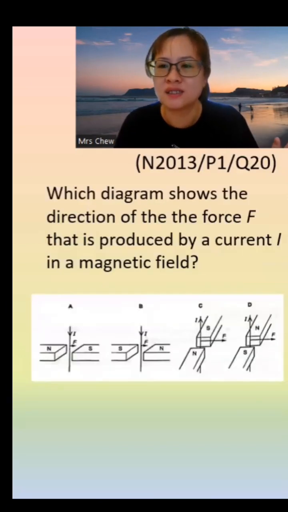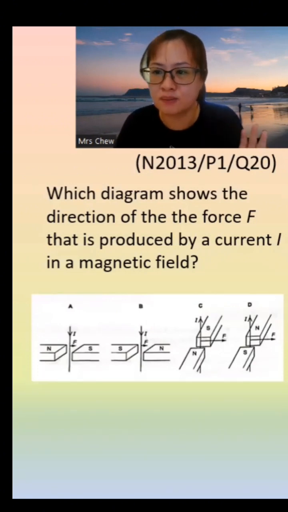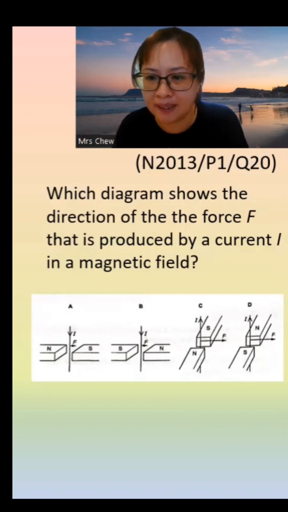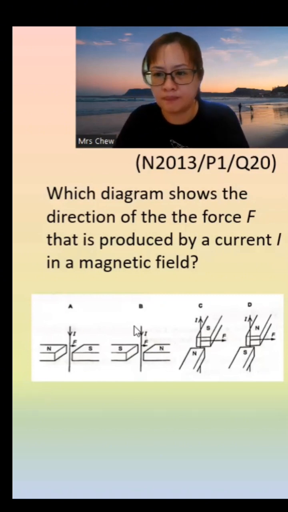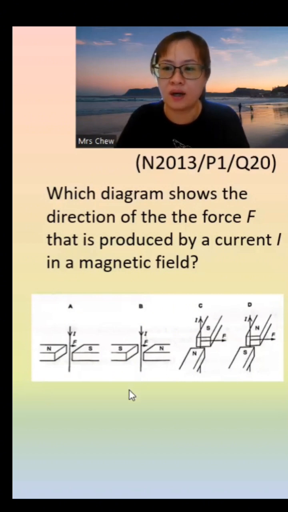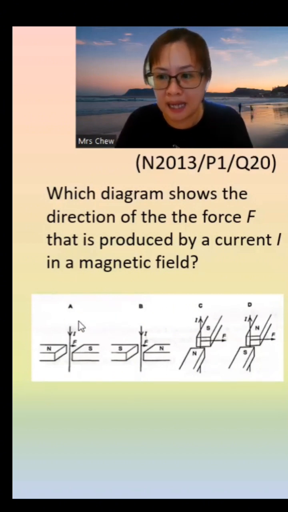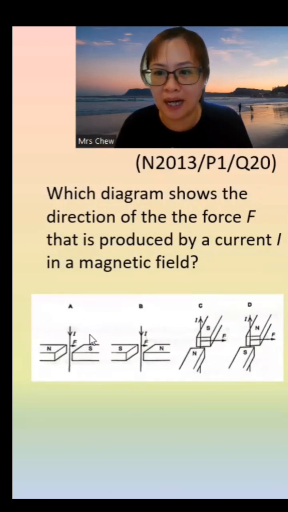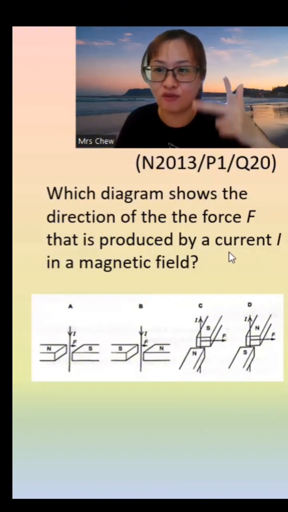Now, which diagram shows the direction of the force that is produced by current I in a magnetic field? So you have to go through every one of them to see whether each of them makes sense. So let me go through A, and then I will show you the correct answer, okay?